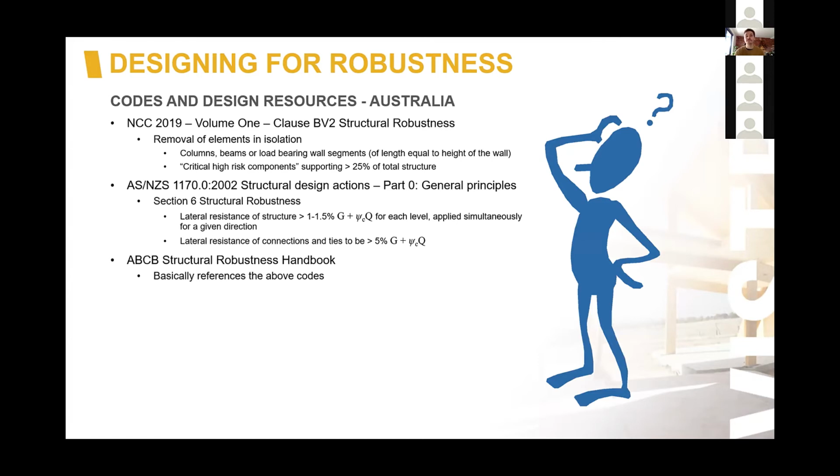There's also the Structural Robustness Handbook, the ABCB one, but that really just references these codes, though it does alert you to the international design codes that are out there. So that's one good part of that, but it really needs to be improved. It's not adequate at this stage.